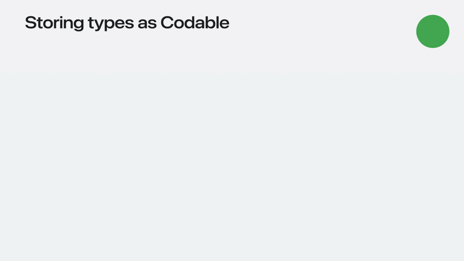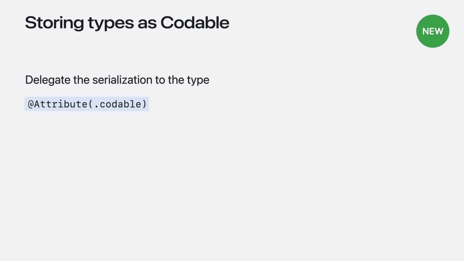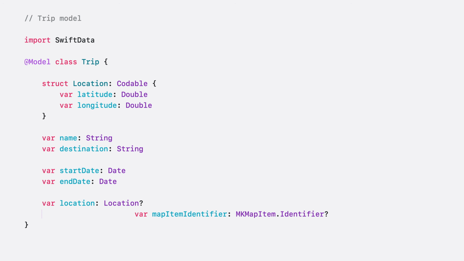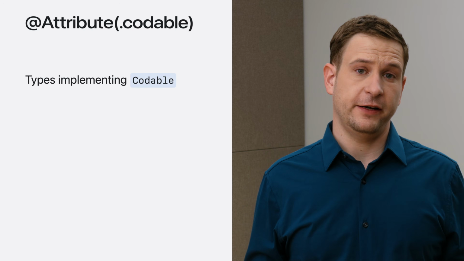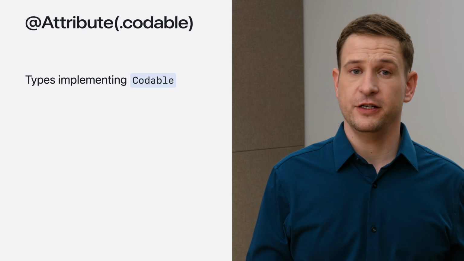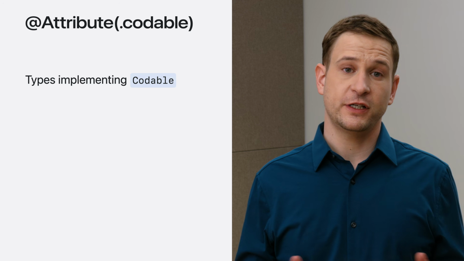But it does conform to Codable. Codable types know how to serialize themselves into data and instantiate themselves back from it. In Apple's 2027 releases, you can mark a model attribute as Codable to tell SwiftData to delegate serialization to the type and store the serialized representation. Let's mark the map item identifier attribute as Codable. Now, Sample Trips launches without any error. Great! The Codable attribute tells SwiftData to persist the encoded representation instead of inferring a schema for the type.